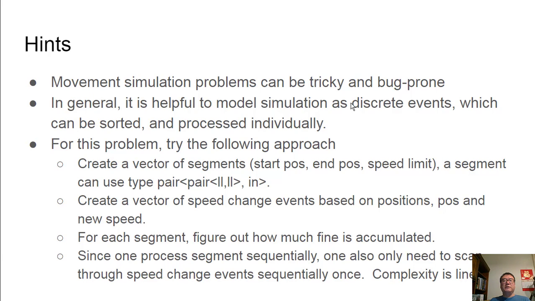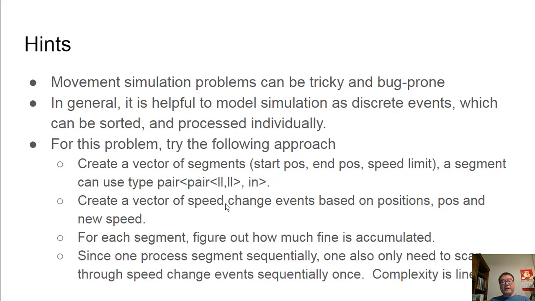So what we can do is generate those events, sort them, and then process them one by one. More specifically, there are two separate kinds of events here. The first kind are the segments, which describe the speed limit. I would recommend creating a vector of segments. Each segment contains a starting position, ending position, and speed limit. You can use the pair type recursively by creating a pair of two longs for the positions, and then the speed limit; an integer is enough.